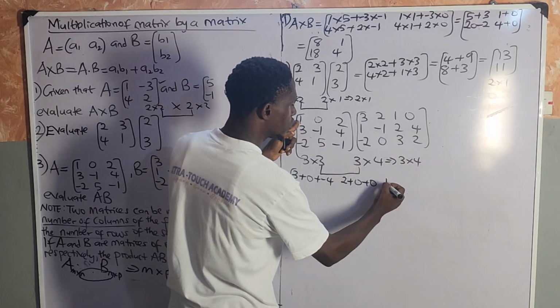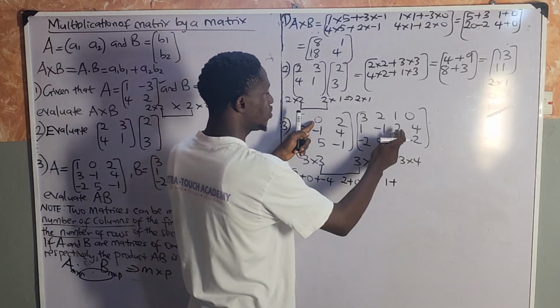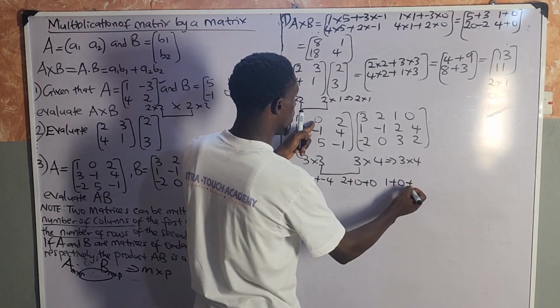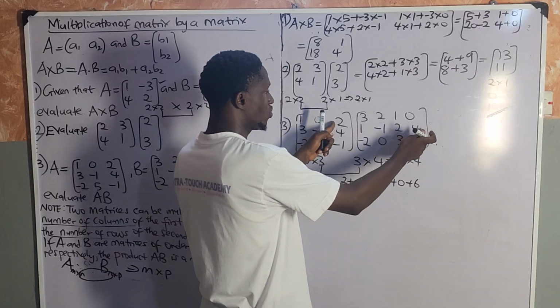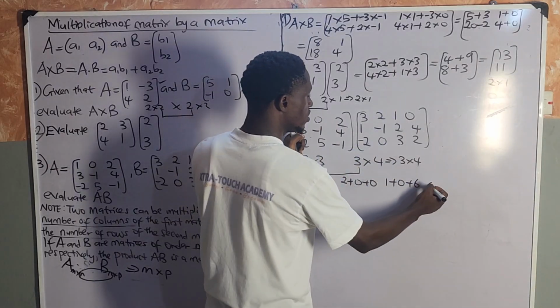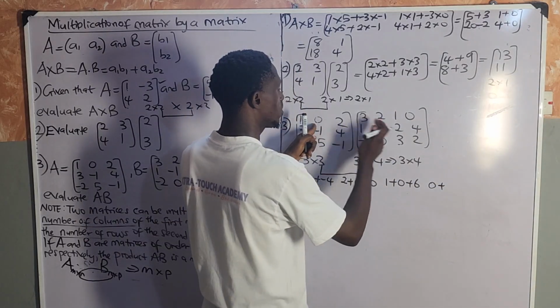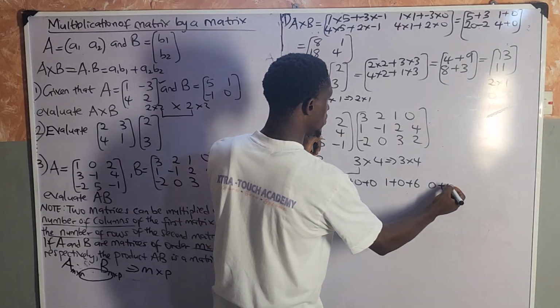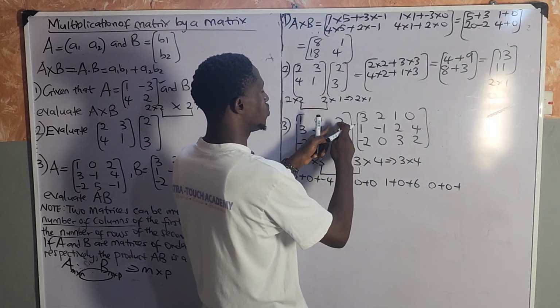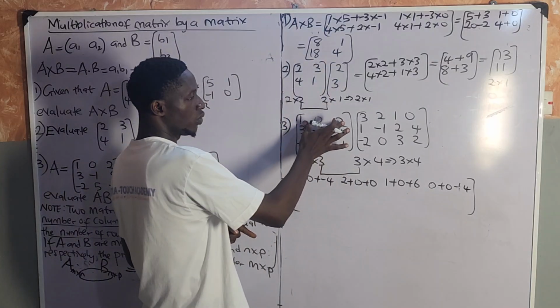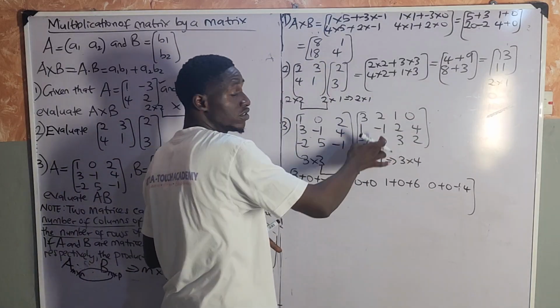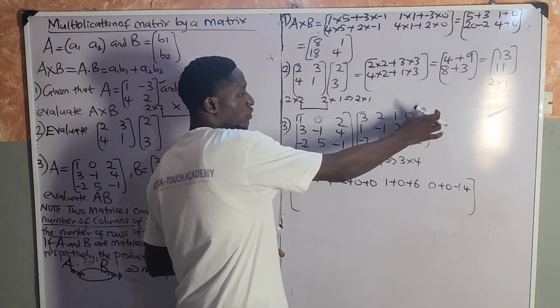We'll go to the third one. 1 times 1 is 1, plus 0 times 2 is 0, plus 2 times 3 is 6. We are done with this. We'll go to this: 1 times 0 is 0, plus 0 times 4 is 0, plus 2 times 2 is 4. So this row has gone into the first column, second column, third column, and fourth column.